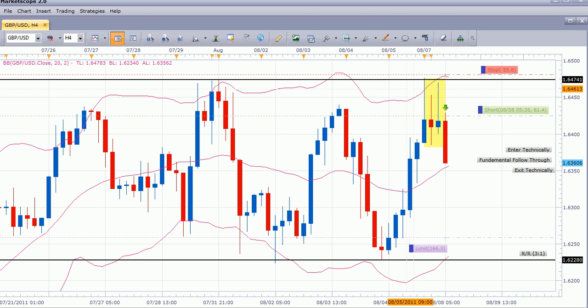Yes, you can put other indicators on there like the Bollinger Bands like I have here. But to be honest, price action tells me everything I need to know anyway. So that's an entry technically for me. Now, the fundamental follow through is this. We do know that the stock market's going to open here in about an hour and 15 minutes for the first trading day of this wild week that I'm sure we're going to have.